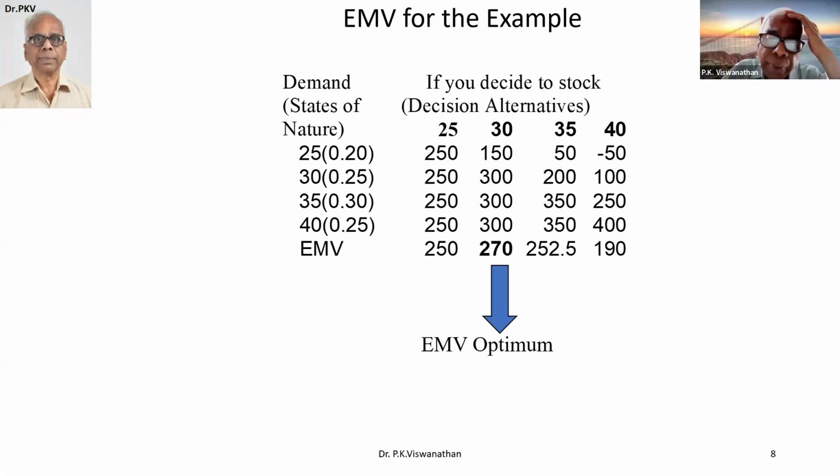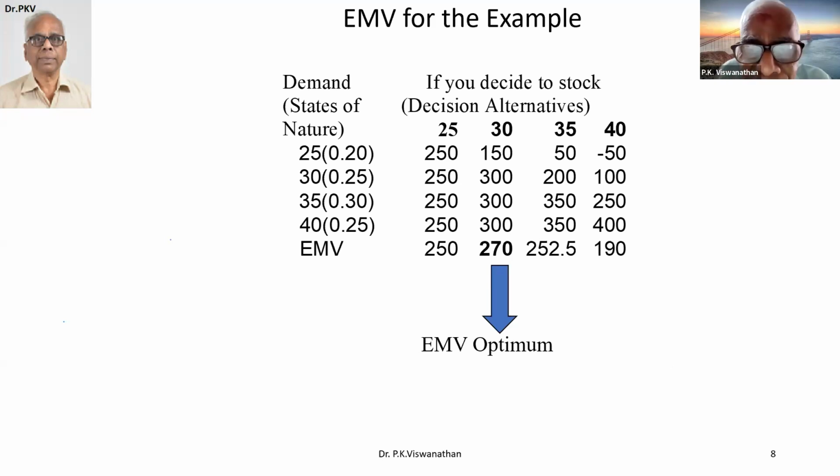Okay. Now, let me go on, you will ask a question now. Is 270 the best profit? Or can I get better than this? Under the circumstances of the states of nature, this is the best profit. But it can be more than 270. So what should I do?